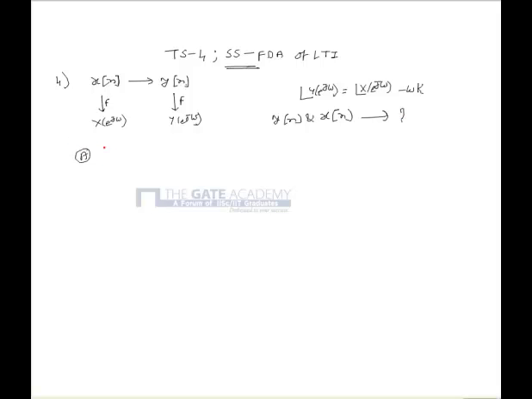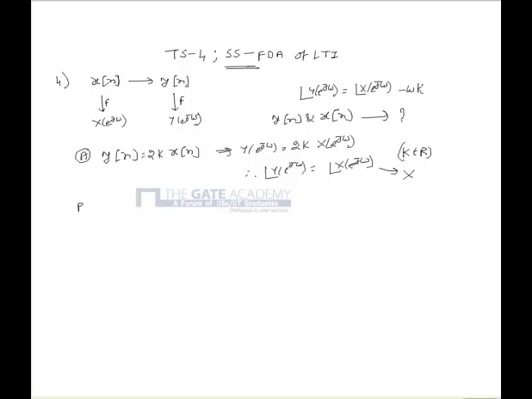As per the option A, it is given that y of n is equal to 2k times x of n. In frequency domain, Y of e power j omega is equal to 2k times X of e power j omega. Therefore, phase of Y of e power j omega is equal to phase of X of e power j omega as k belongs to R. So this is not the correct answer that we expected. So A is not the correct option.